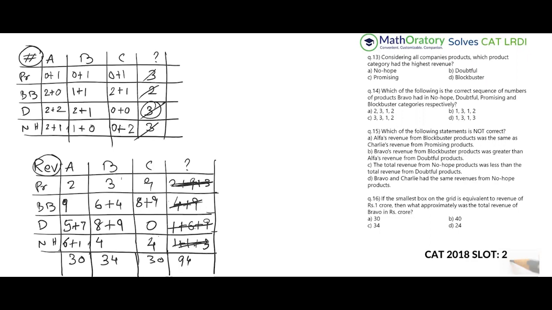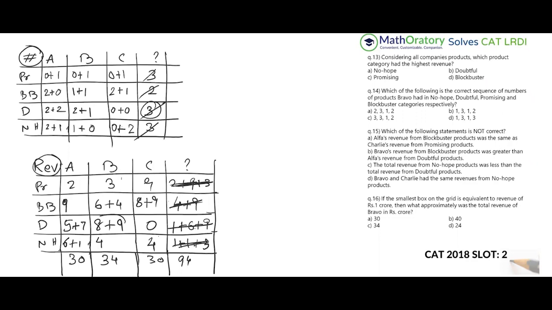Question 13: considering all companies' products, which product category has the highest revenue? So highest revenue in terms of the categories is what you're looking for, right? If you look at this, just compare. The first one, the promising one, is definitely less than the blockbuster one, the BB one. We can obviously check this. 9, 3, 2 is anyhow less than 6. Even blockbuster is greater than doubtful.